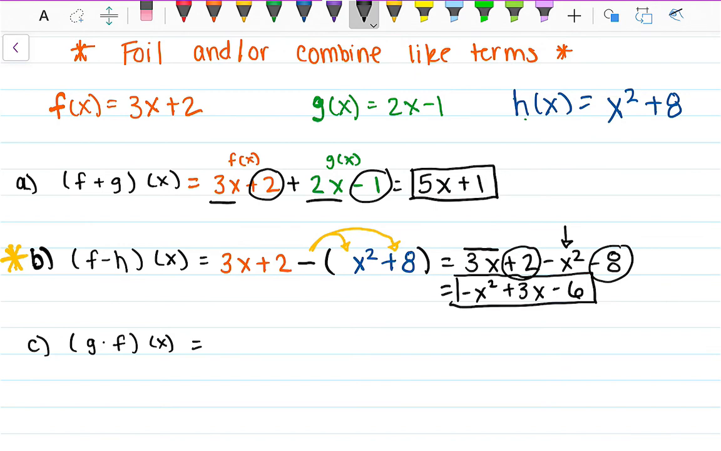Okay, so that's adding, subtracting. Next, we're going to do multiplying. So with multiplying, I'm going to get both of my functions. I'm going to FOIL them, combine like terms, and I'm going to get my answer. So I'm going to get my g of x, because that's my first one. So g of x is 2x minus 1. And I'm going to multiply that by my f function. So 3x plus 2.